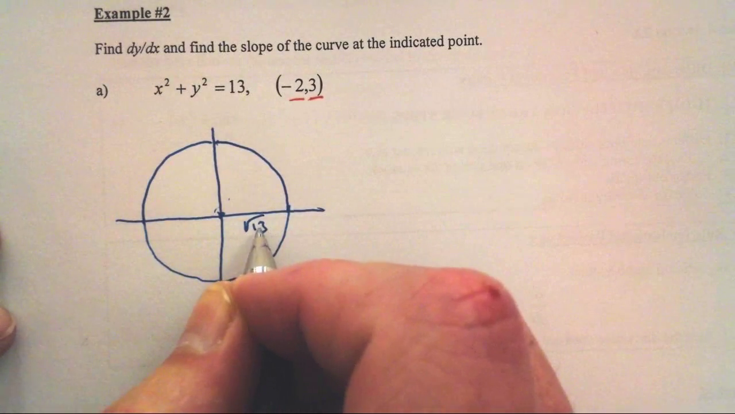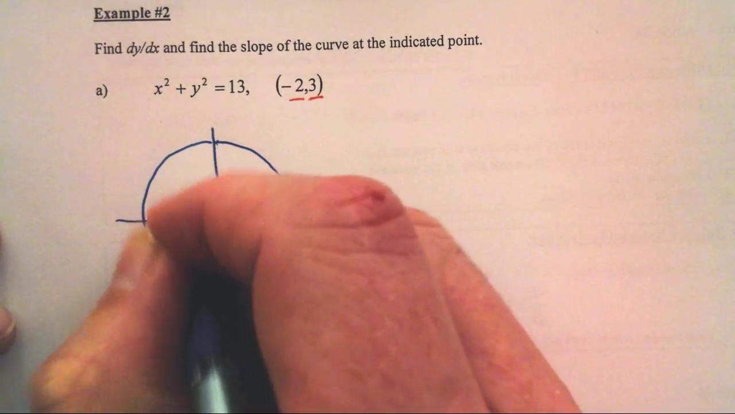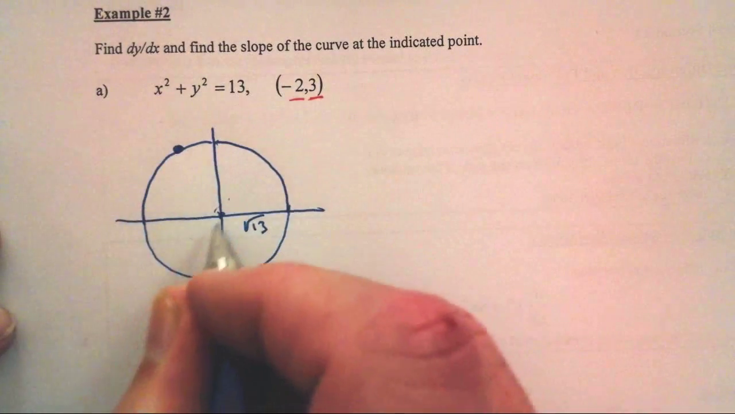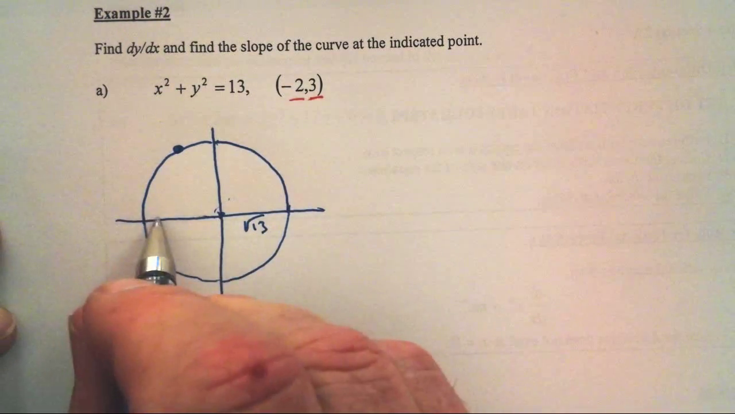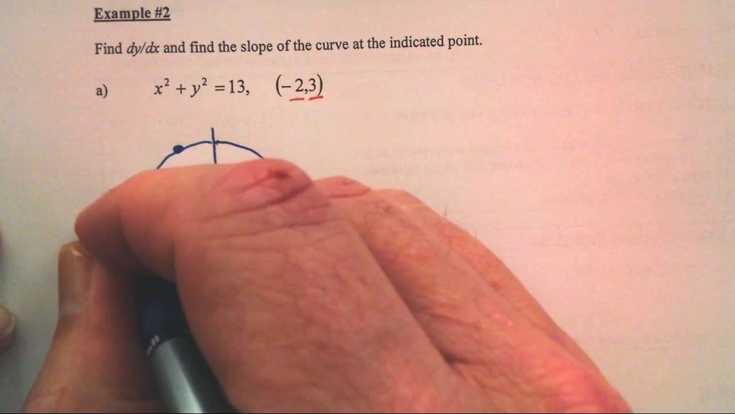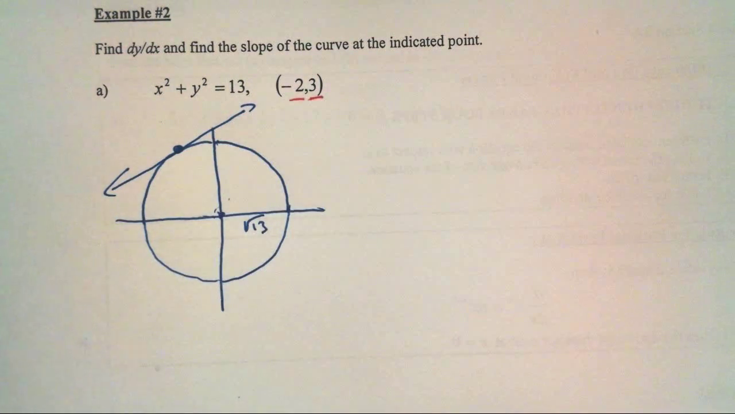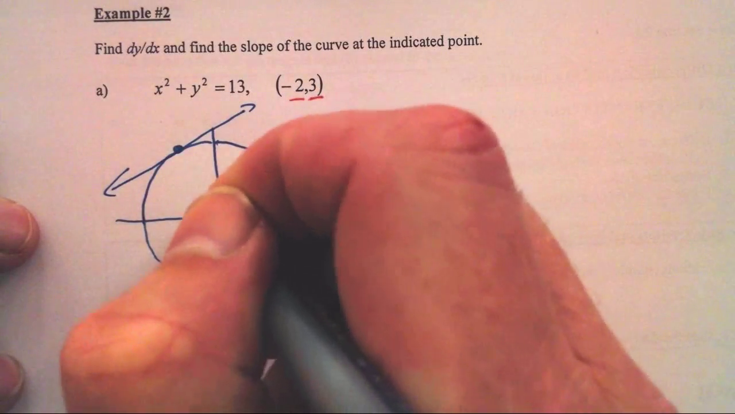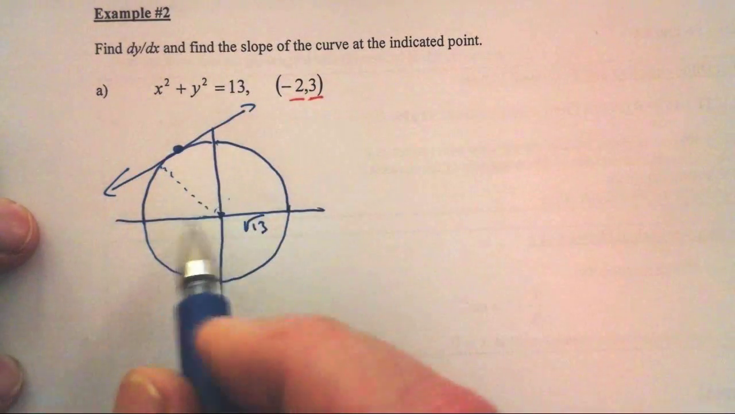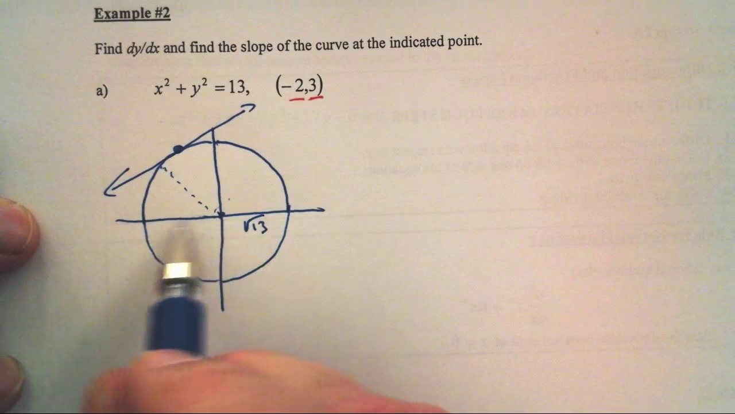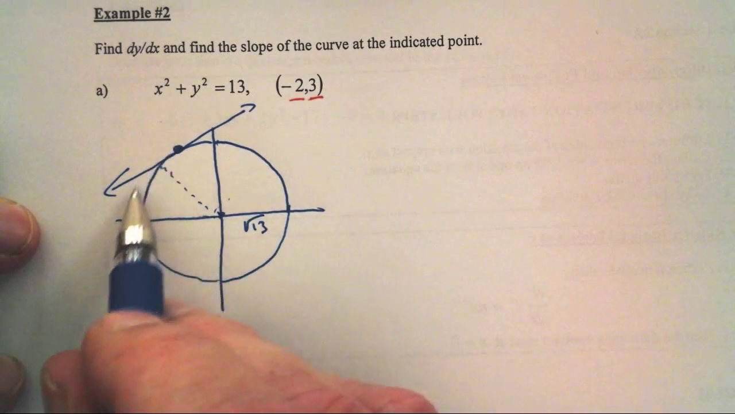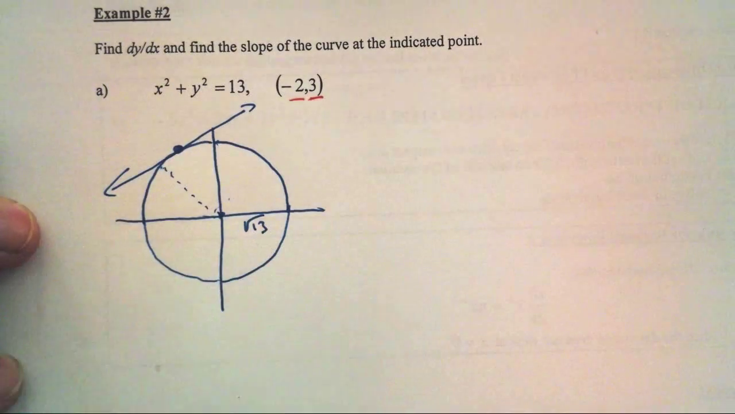Let's see, root 13, a little bit more than 3. Negative 2, 3 would be higher than it is wide, or out to the left. And therefore, that really tells me that the tangent line slope definitely is positive. And I would expect if I was out here at the same value, at 45 degrees, my slope would be 1. So I believe this is positive and less than 1.